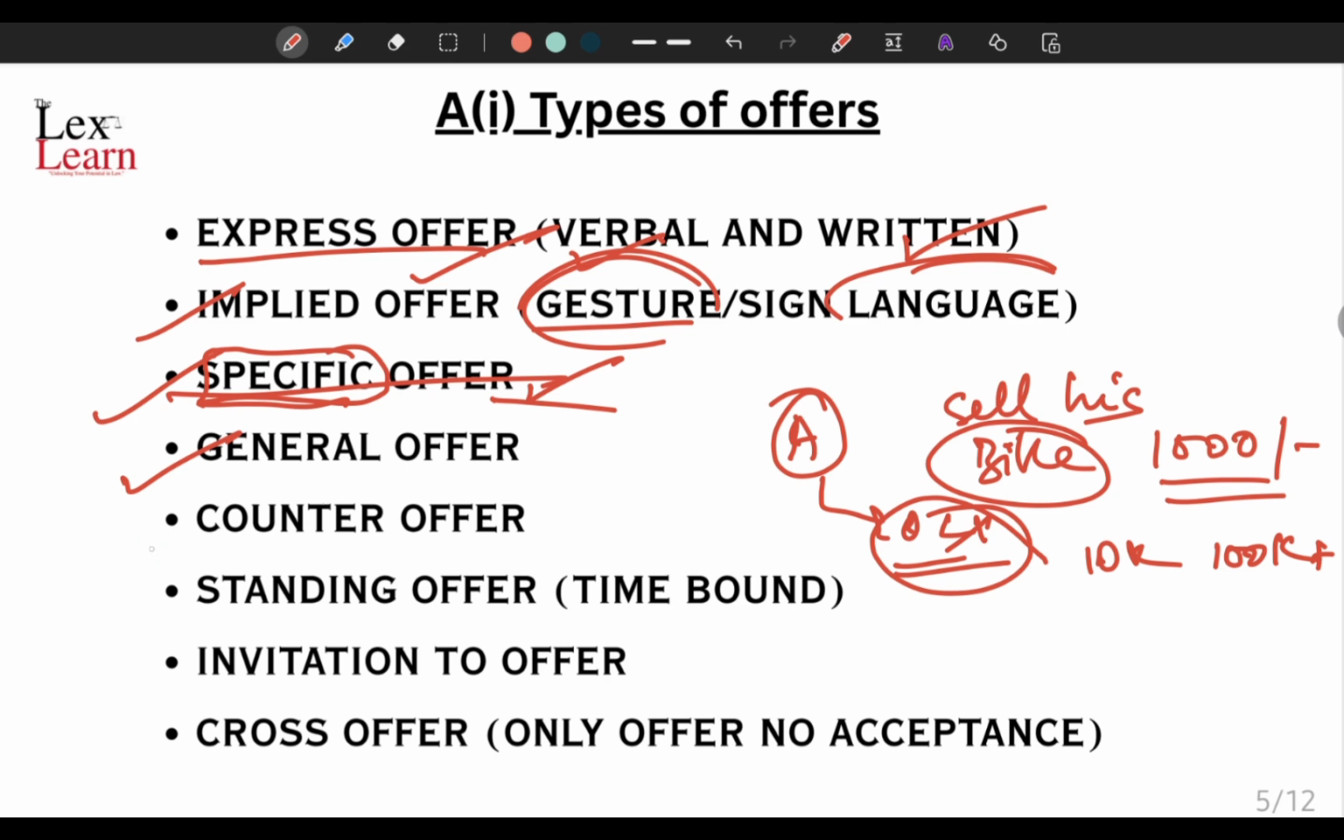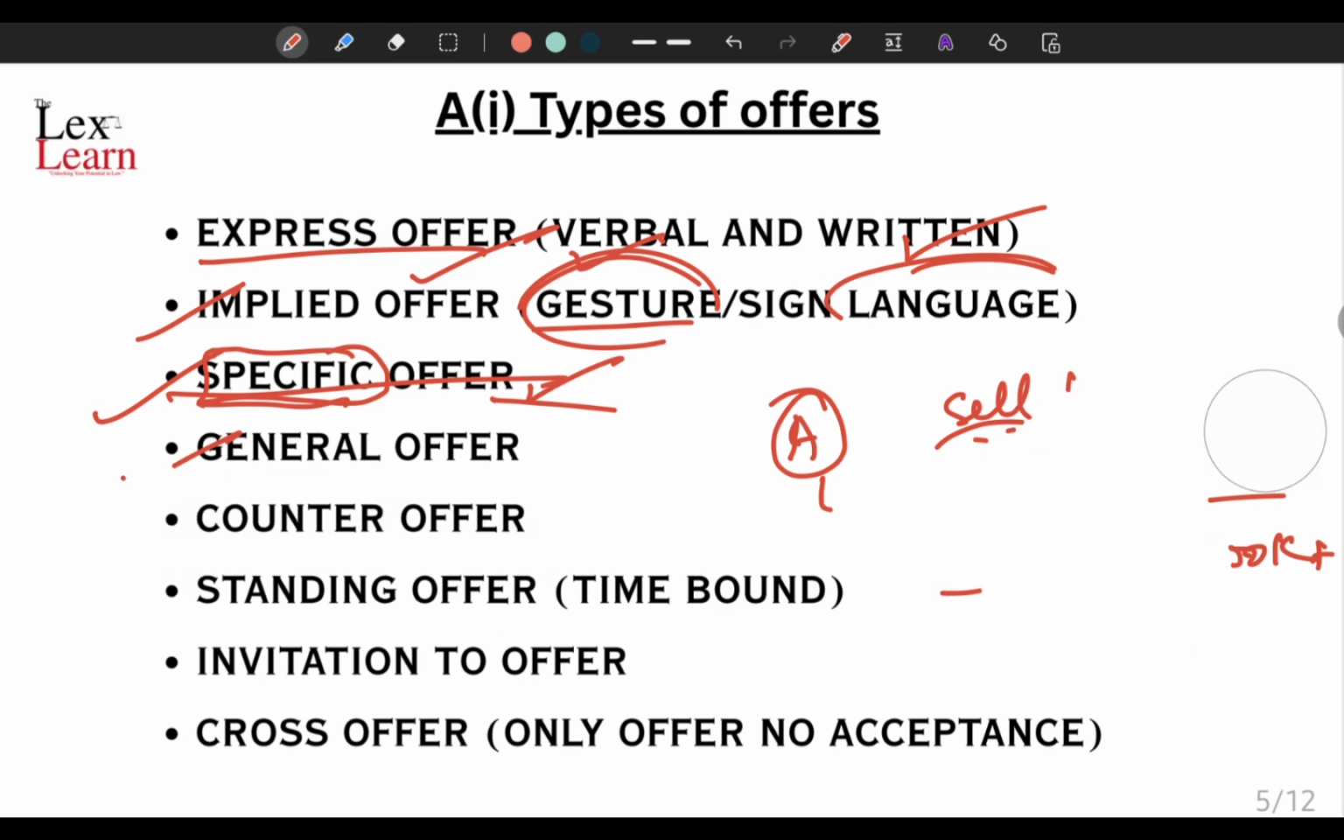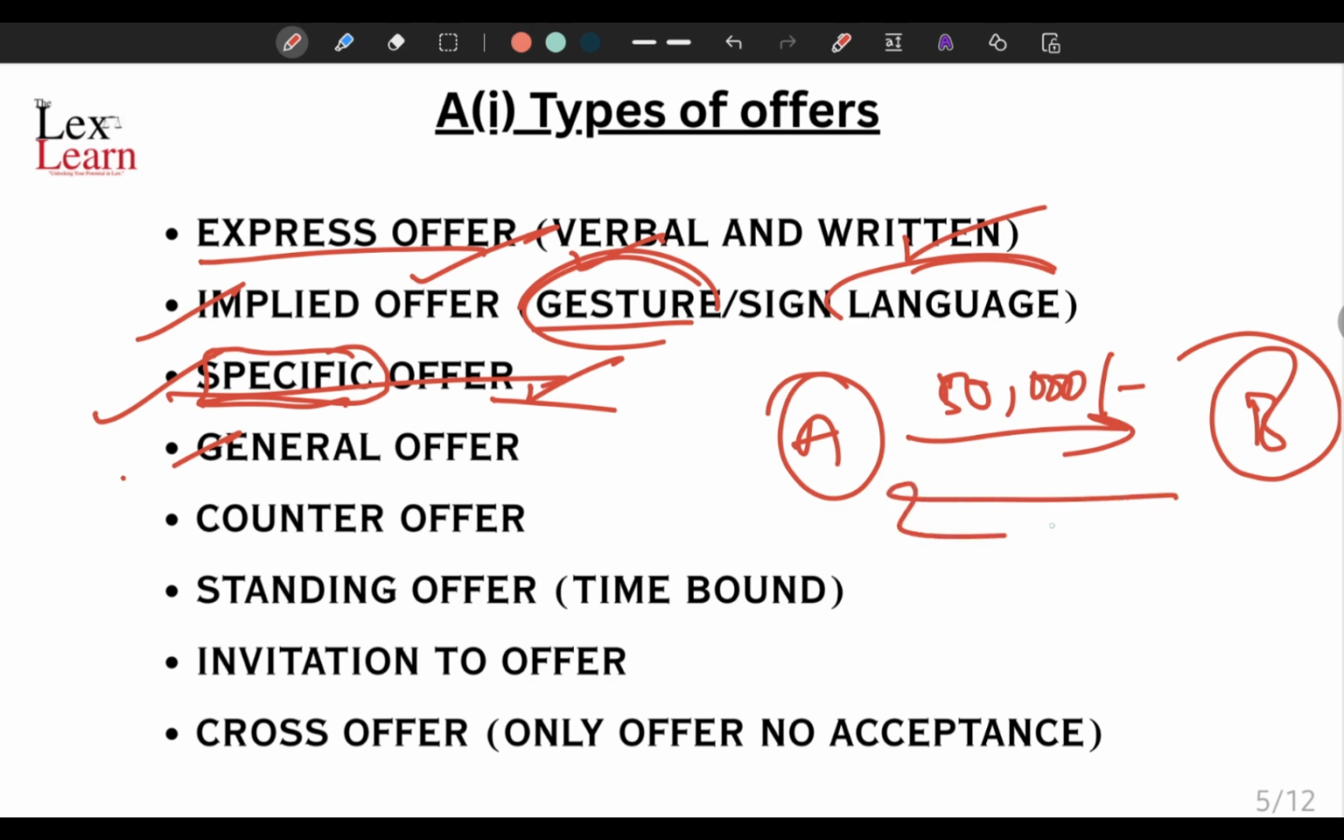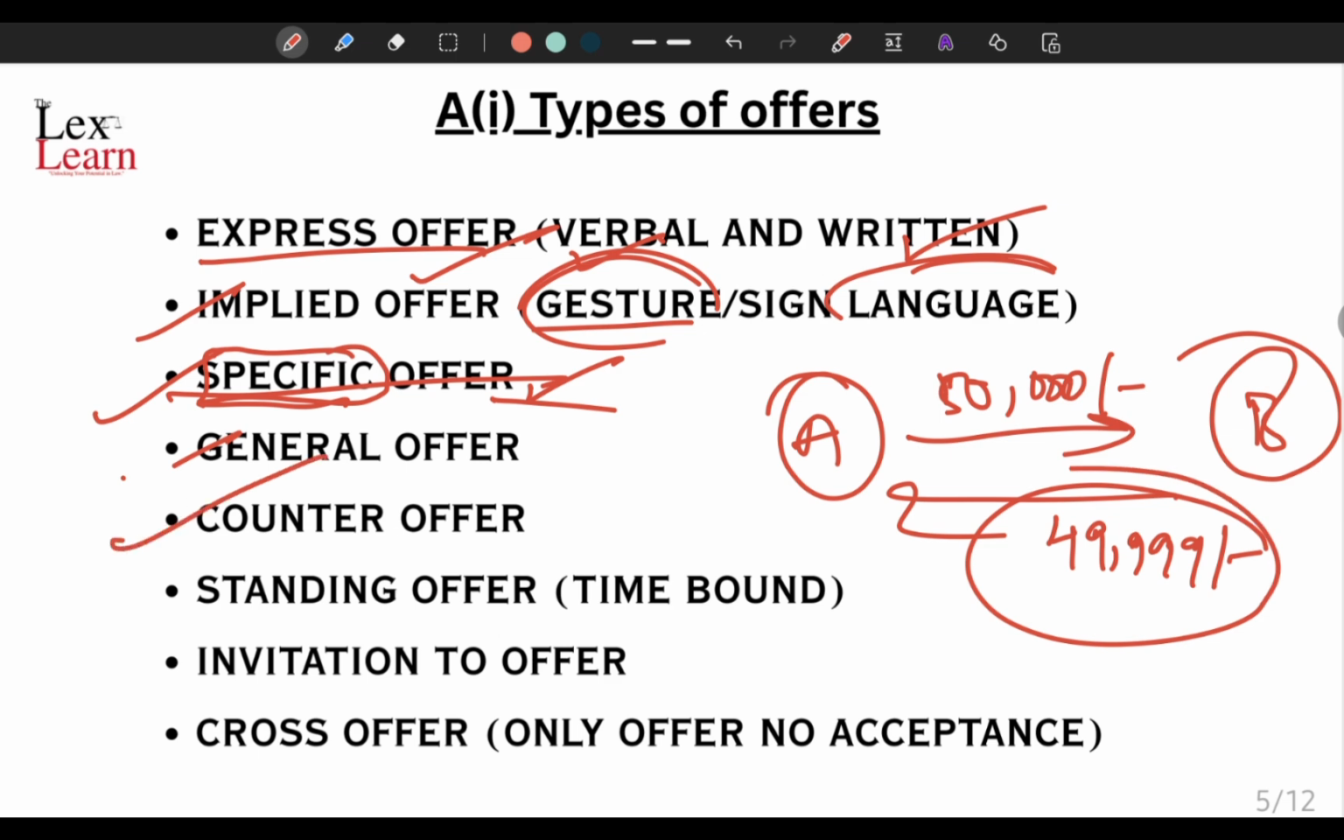The fifth thing is the counter offer. Again, let's go with the A and B example. A wants to sell his bike for 50,000 rupees to B, and B says, no man, I can't buy your bike for 50,000, offer me your bike at 49,999. Funny, right? This is a counter offer made by B. I hope you understood this too.